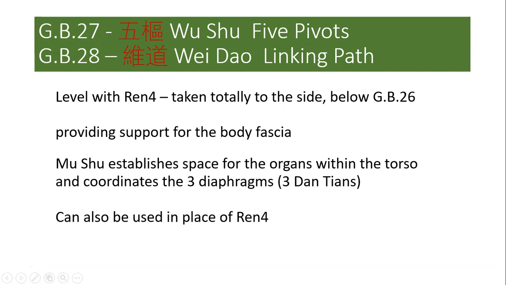Now you can see from the names of the points that they have something to do with supporting the 5 pivots, the 5 axes, almost related to stomach 41. And the number 5 is a number of completion. And Wei Dao for gallbladder 28 means the linking of the path. So it seems to suggest that the ancients also saw the same ideology of it supporting the network, the fascia of the body, giving it a base, giving it an axis.